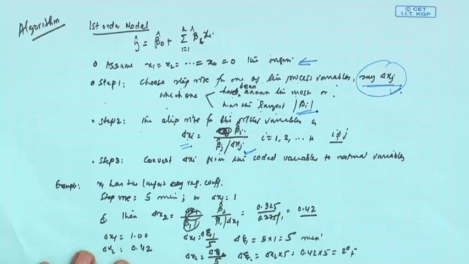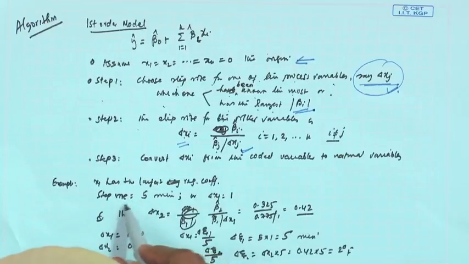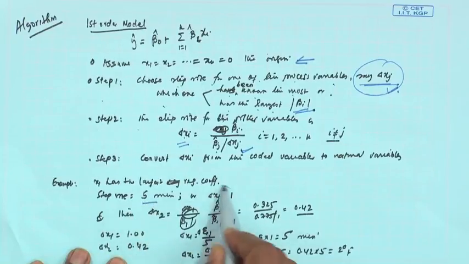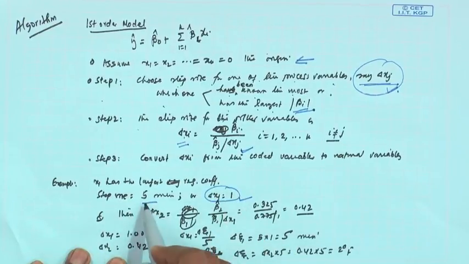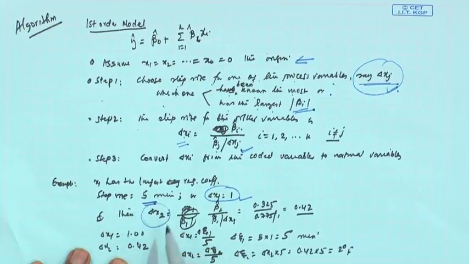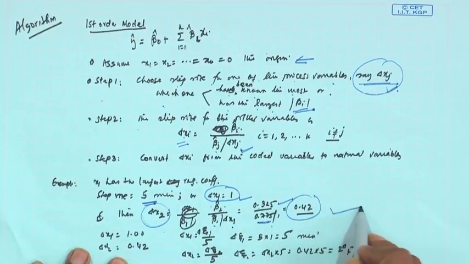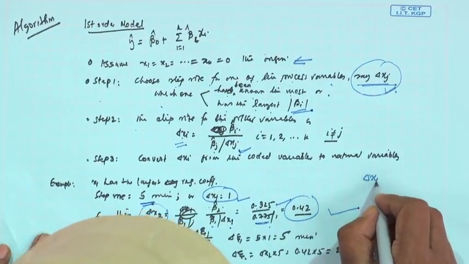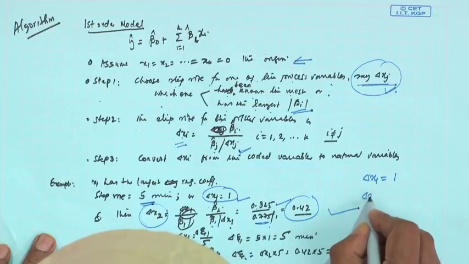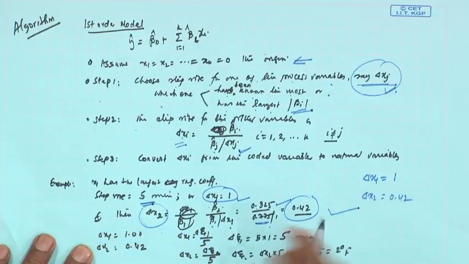Okay. For example, in this case, what have we chosen? We have chosen x 1 as 1, delta x 1 is 1 and the step size for that variable is 5 units. Then for x 2 it is basically beta 2 by beta 1 times delta x 1, and beta 2 is 0.325 and beta 1 is 0.775 by 1. So, this is 0.42. So, the step size for x 1 is 1 and the step size for x 2 is 0.42.